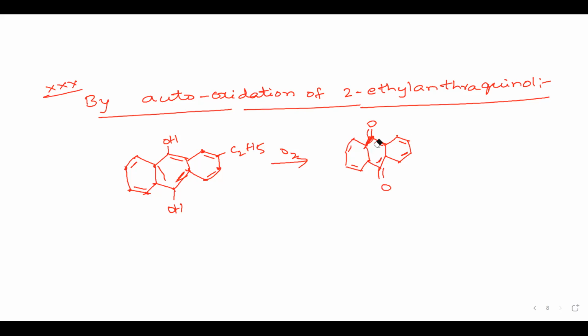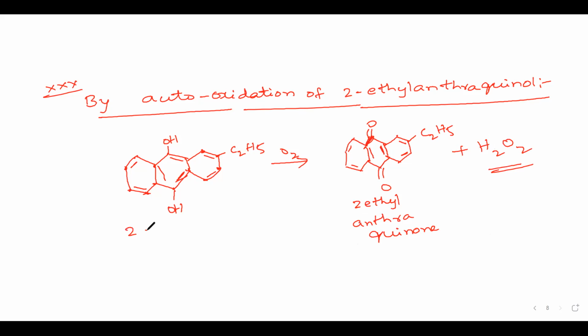So double bond O, double bond O. Here you'll get one double bond, here you'll get one double bond, that's all. So this is called 2-ethyl anthraquinone. Quinone means ketone group, double bond O, and the ethyl is the same, C2H5. Plus these two hydrogens which we have removed from this combine with oxygen to form hydrogen peroxide. This is called auto oxidation of 2-ethyl anthraquinol.